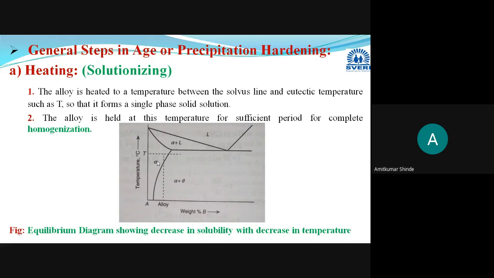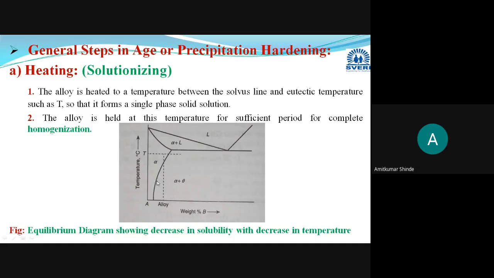Single phase solid solution will be there. And how to determine this temperature? This temperature should be in a range where there is only single phase. Now here, single phase is in this region. Okay, only alpha phase is there. Then your temperature range should be above this.